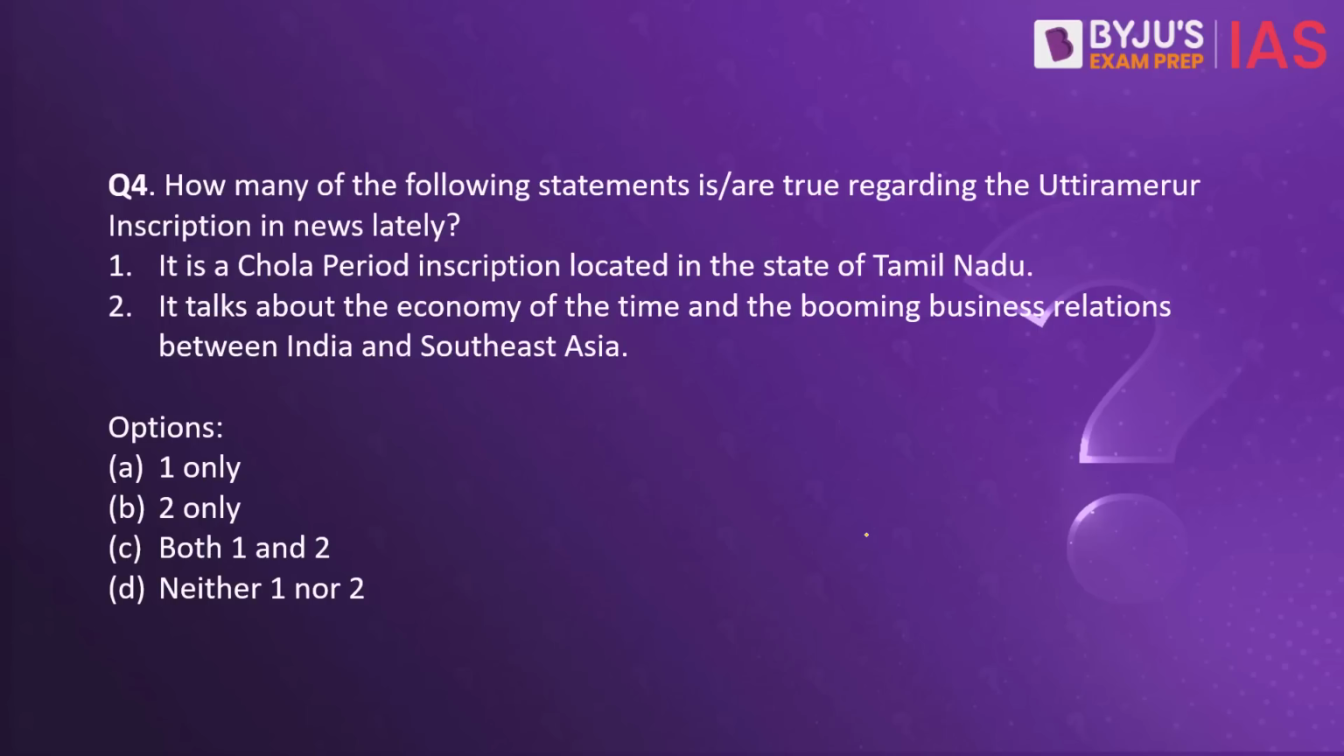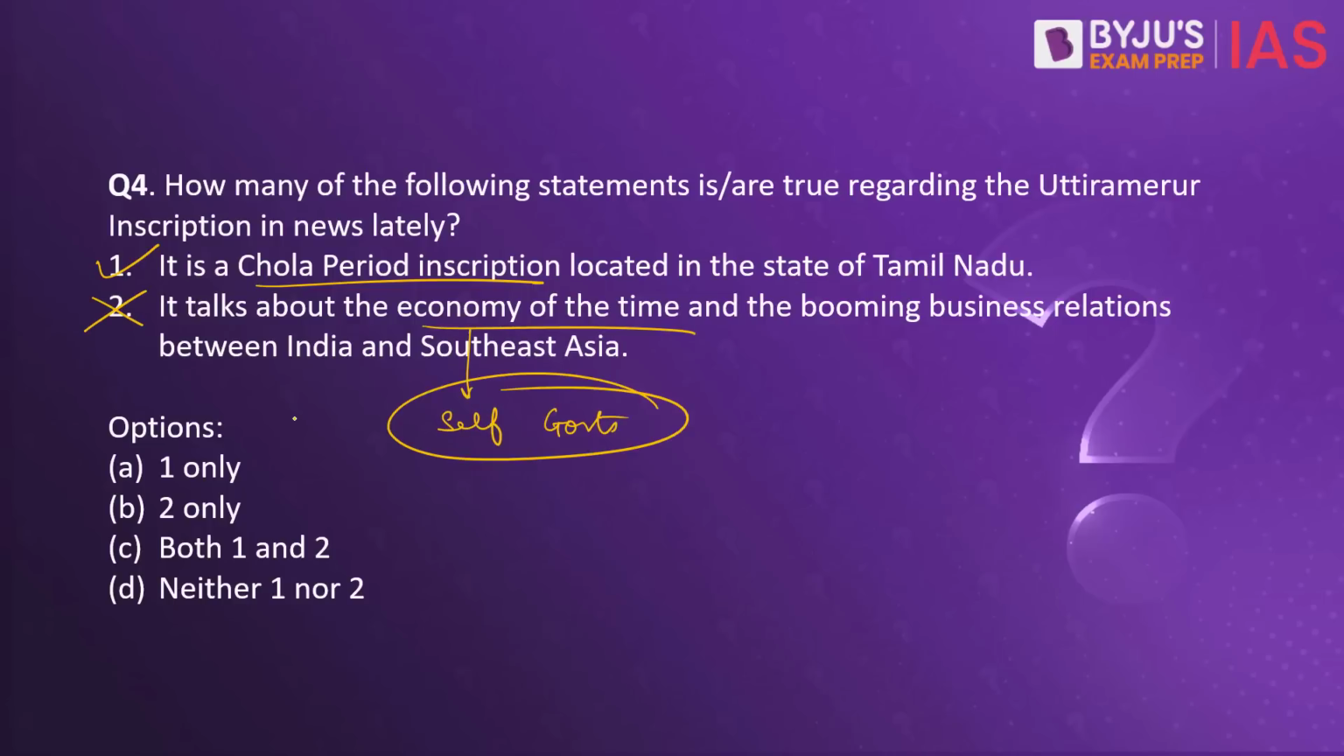So over here, this is correct. Yes, it is a Chola period inscription. This, however, is incorrect. It is not about the economy of the time. It is about the self-governments. Now, during the Chola time, we did have good relations with Southeast Asia, and we also were able to conquer certain portions of Southeast Asia. In the comments, can you tell us what were those regions which were conquered and which ruler was responsible for that? However, over here, our correct answer is A.